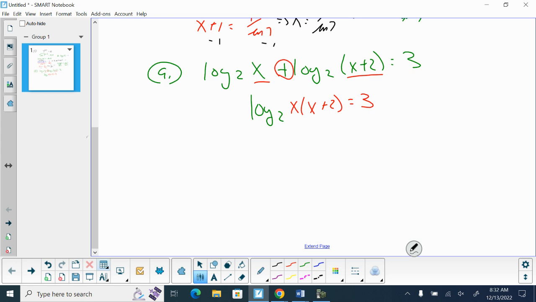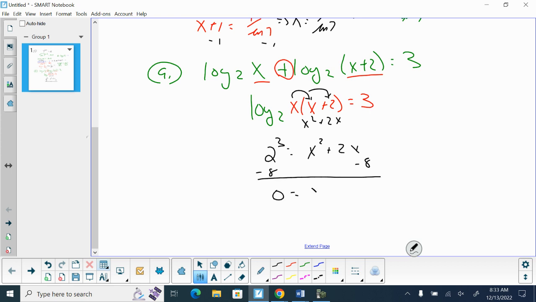Rachel, what do you have? Okay. We have a base, we have our exponent, and we have our value. So we have base, exponent, value. So we have 2 to the third is equal to x squared plus 2x, or 8 is equal to x squared plus 2x. Solving this quadratic, we can subtract 8 from both sides. So we have 0 is equal to x squared plus 2x minus 8.